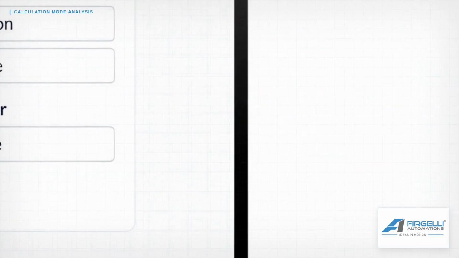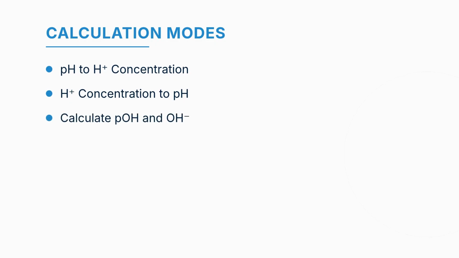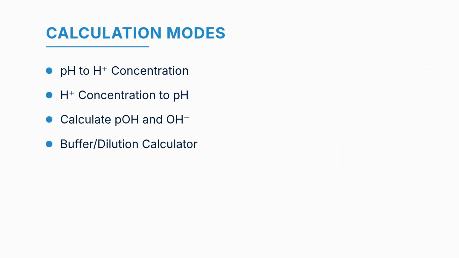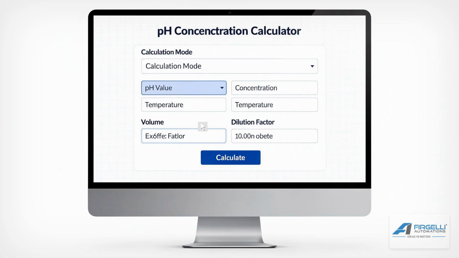First, we have the calculation mode dropdown with 6 options: pH to H+ concentration, H+ concentration to pH, calculate pOH and OH-, buffer dilution calculator, water ion product KW, and complete solution analysis. For this demo, I'm using pH to H+ concentration.